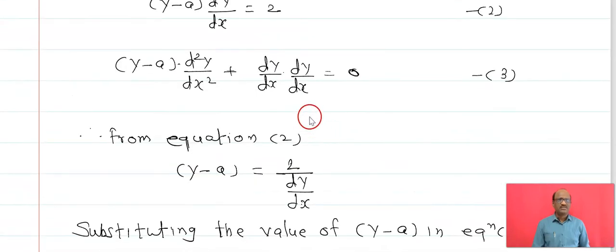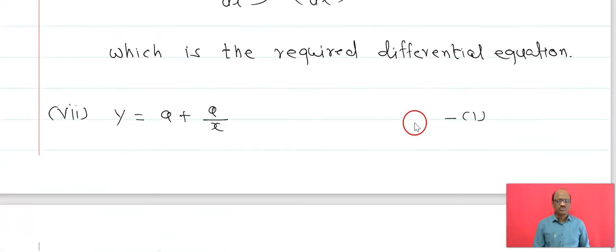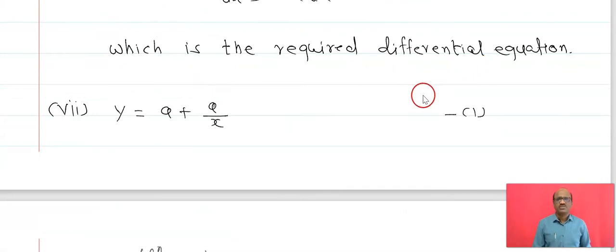dy by dx into dy by dx, it becomes bracket square, that equals 0. Again, if we simplify this, the divided term will come here and that will be multiplied. If we simplify, then you will get 2 into d2y by dx square plus (dy by dx) bracket cube equals 0, which is the required differential equation.